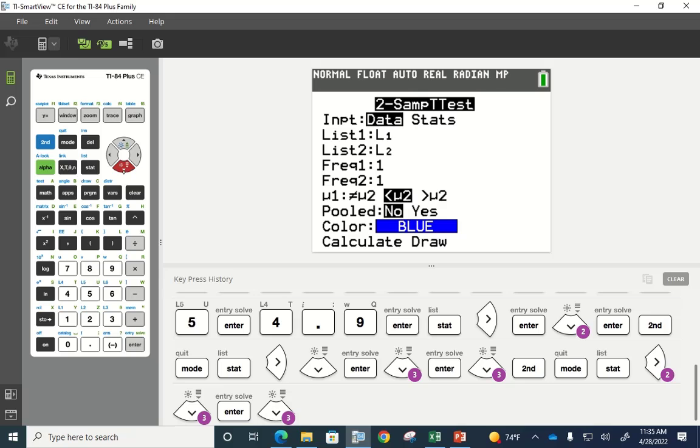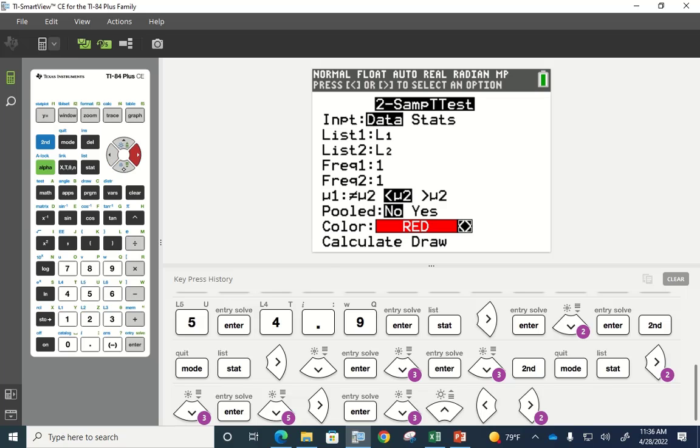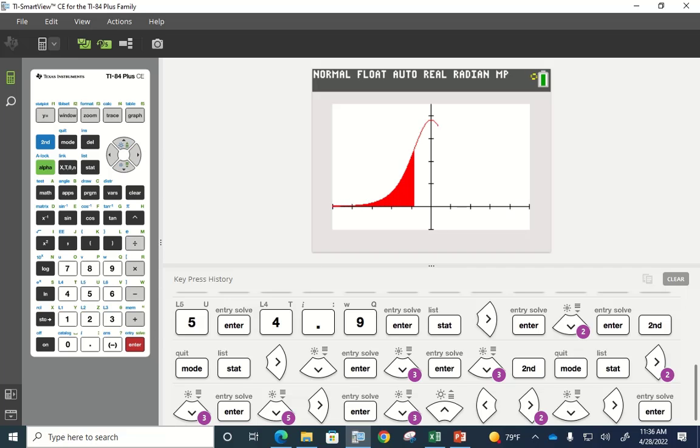I leave list 1 and list 2 alone. I leave the frequencies at 1. My hypothesis here is that the population mean for group 2 should be greater than the population mean for group 1. In other words, African swallows can carry more than European. So I want mu1 to be less than mu2, and so I've actually selected the correct thing already here. Pooled is always no. I wonder if you can choose a color besides blue. Oh, you can make it dark gray or red. Okay, so that's up to you, and then you can click draw and see what happens.